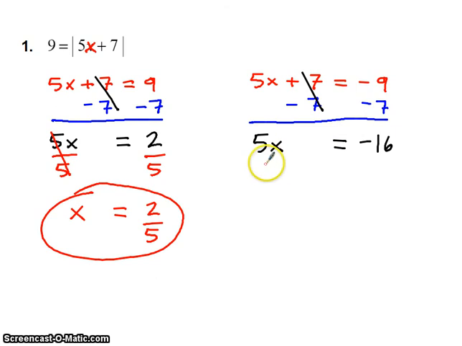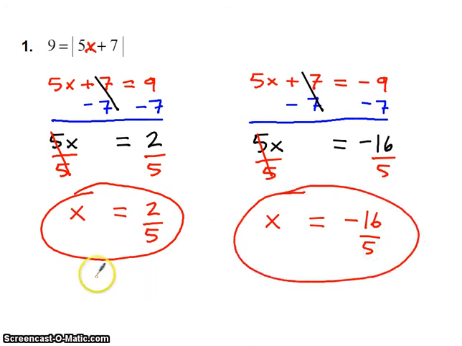And we are going to get x all by itself here by dividing both sides by a 5. And these 5's cross off, giving us an x all by itself, and we have x equals negative 16 over 5. So we have two solutions here. We have one where we plug in, we get a 9. We have another where we plug in and we get a negative 9.